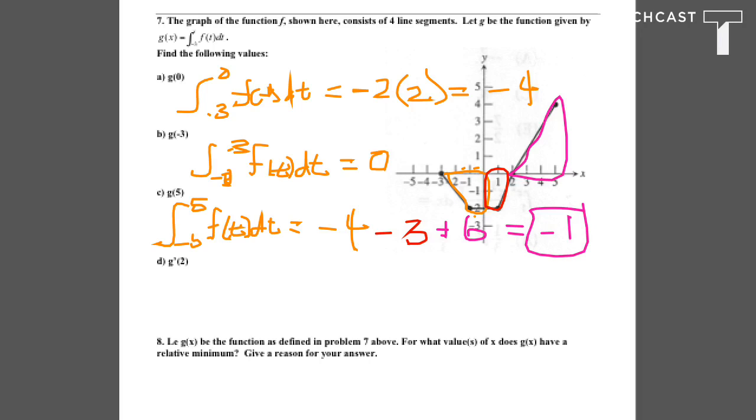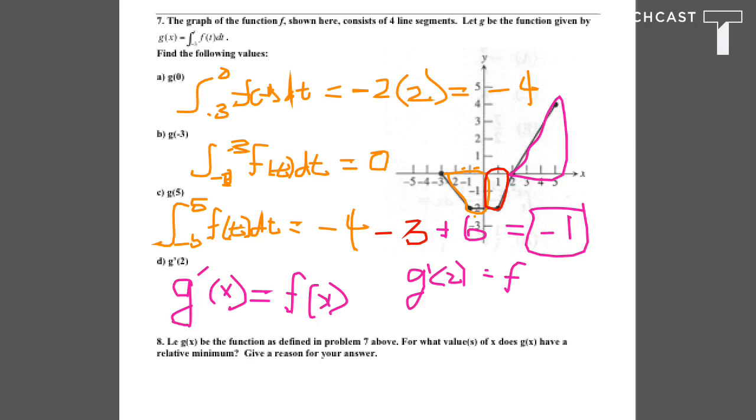Now I've been asked to find g prime of 2. I have to take the derivative first to find an expression for g of x. So g prime of x. I've been asked to take the derivative of an integral. The lower limit is a constant. The upper limit is just a regular plain x. So g prime of x is going to equal f of x. So g prime of 2 is going to equal f of 2. Well, I happen to have a picture of f. Here's the place where x equals 2, f of 2 equals 0.